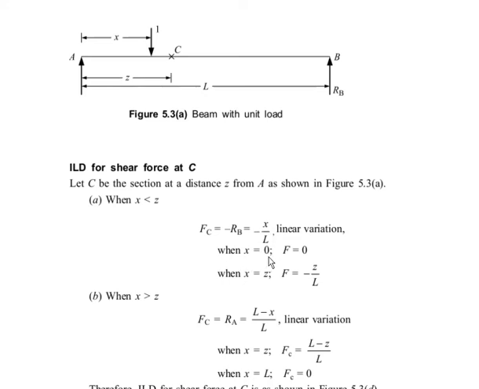So when x is equal to 0, shear force at C is equal to 0. The next boundary condition is when the unit load reaches this point, or when x is equal to z. When x is equal to z, the shear force at C is equal to minus z by L when you substitute the value of x equal to z. So at x equal to 0, shear force at C is equal to 0, and at x equal to z, shear force is equal to minus z by L.